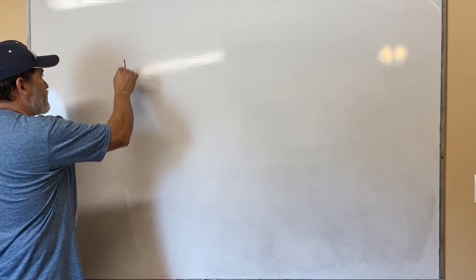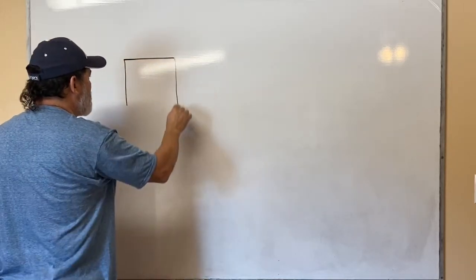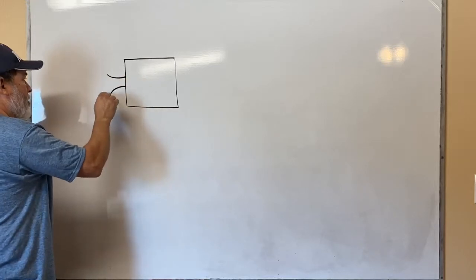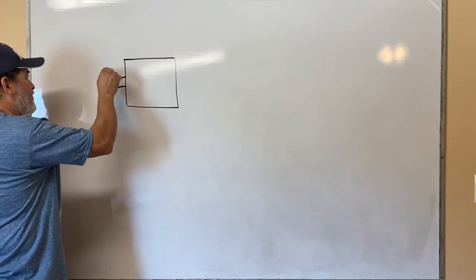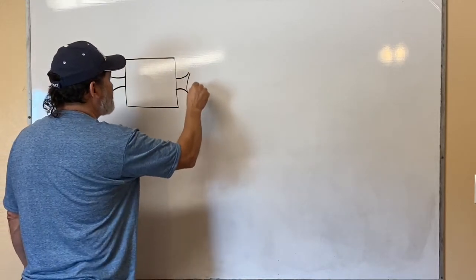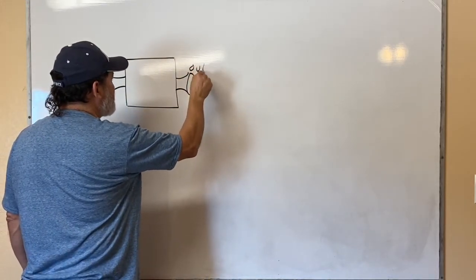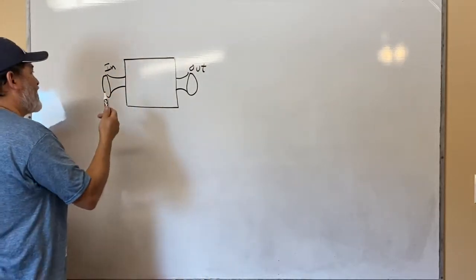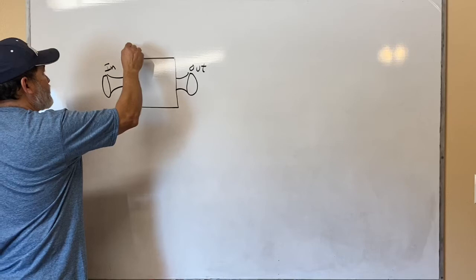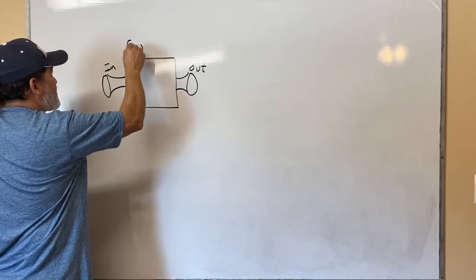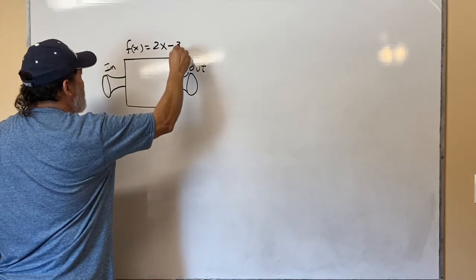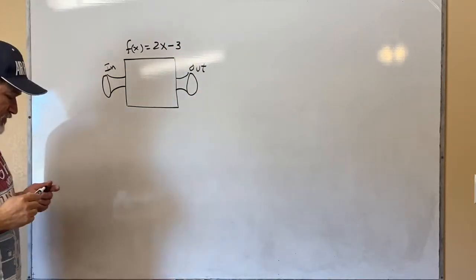Example. Here's a machine. This is the input, and this is the output. And this machine is a function. Let's call it f of x. f of x equals 2x minus 3. It's a linear function.